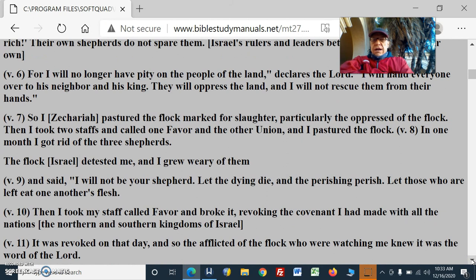So Zechariah pastured the flock marked for slaughter, and particularly the oppressed of the flock. Then I took two staffs and called one favor and the other union, and I pastured the flock. And in verse 8, in one month I got rid of these three shepherds. The flock of Israel detested me, and I grew weary of them. And I said, I will not be your shepherd. Let the dying die and the perishing perish. Let those who are left eat one another's flesh.